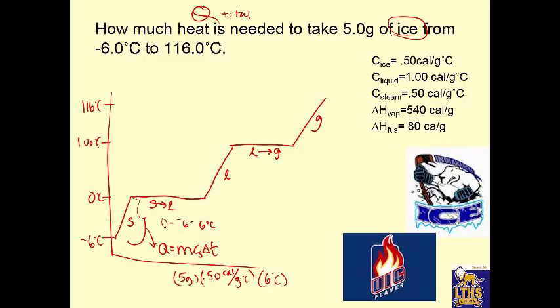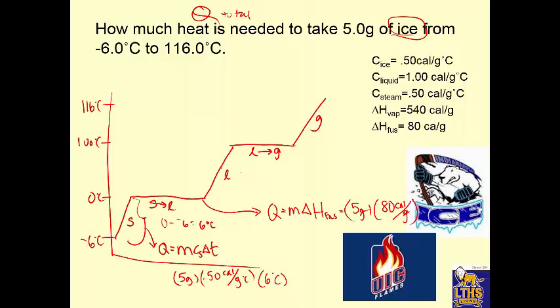Then I have to get a Q for this part of the graph. This is a phase change, so Q is going to be equal to M delta H. Which kind of delta H? The solid liquid phase change is fusion. So I have to do the 5 grams of the substance times the 80 calories for every gram. I know I'm on the right track because those are going to cancel.